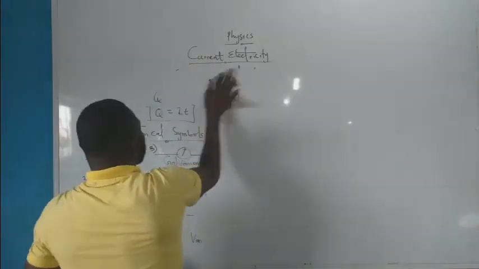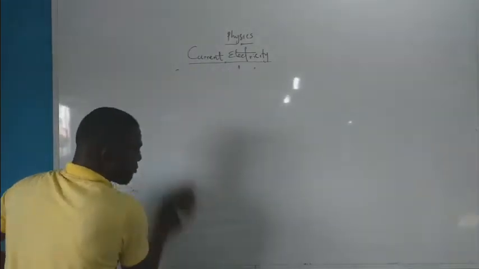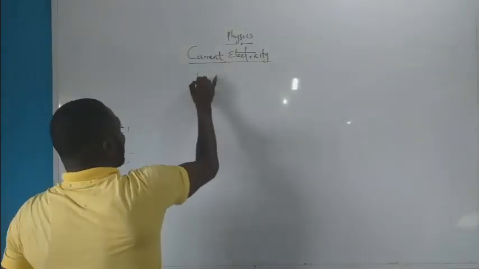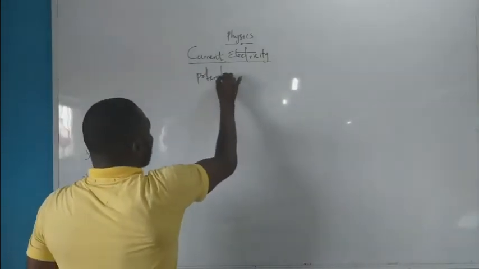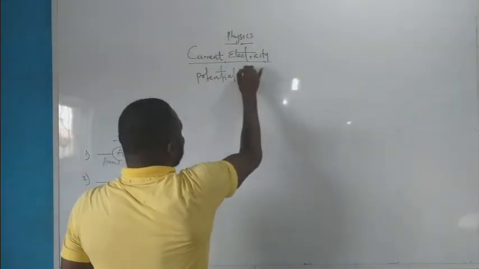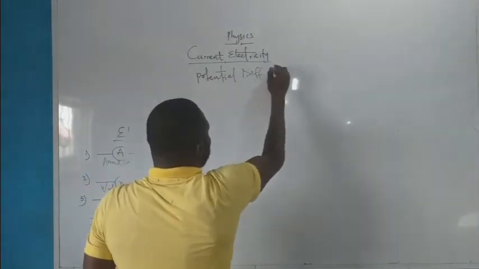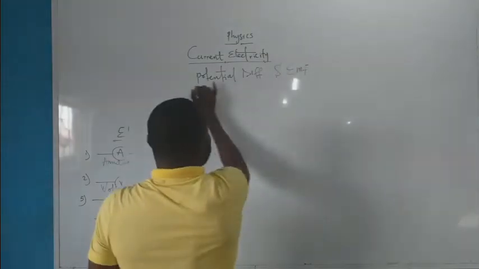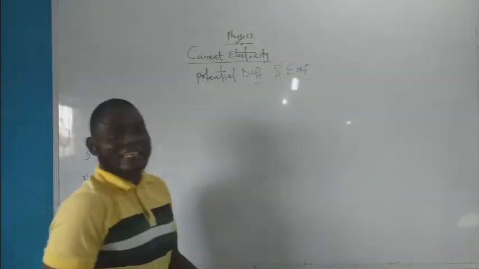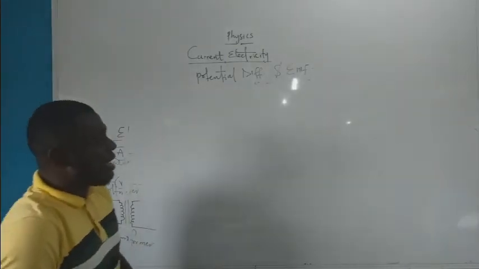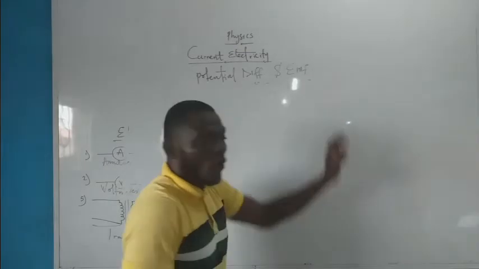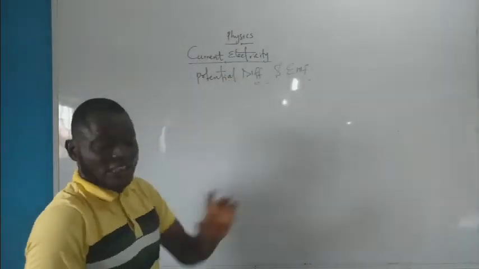The next thing now is to move to potential difference and EMF. EMF means electromotive force. Potential difference, that is PD.